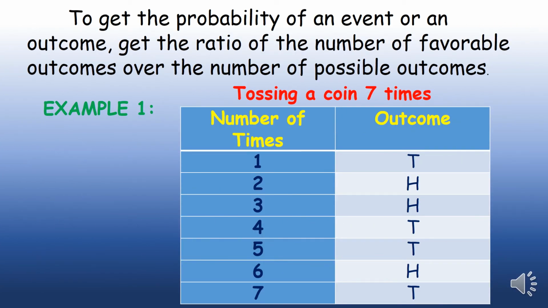To get the probability of an event or an outcome, get the ratio of the number of favorable outcomes over the number of possible outcomes.